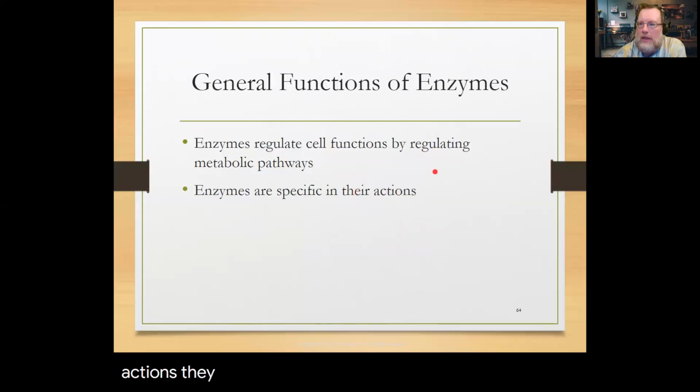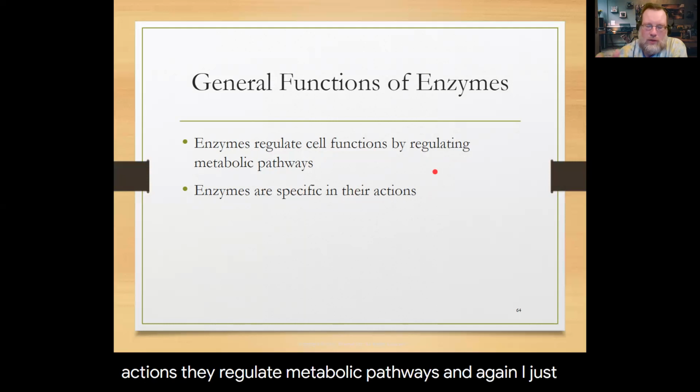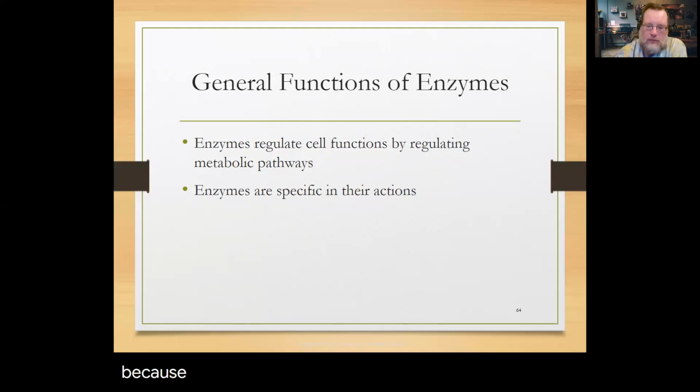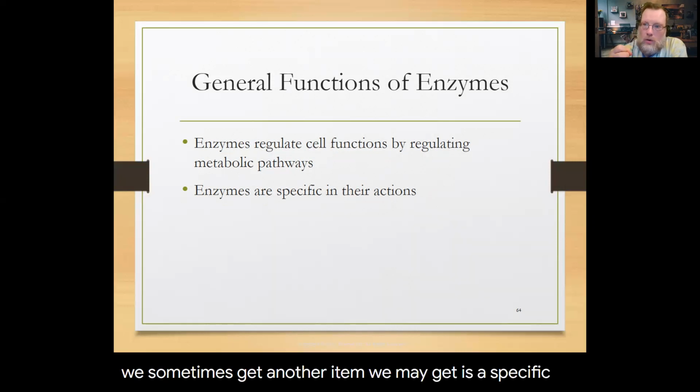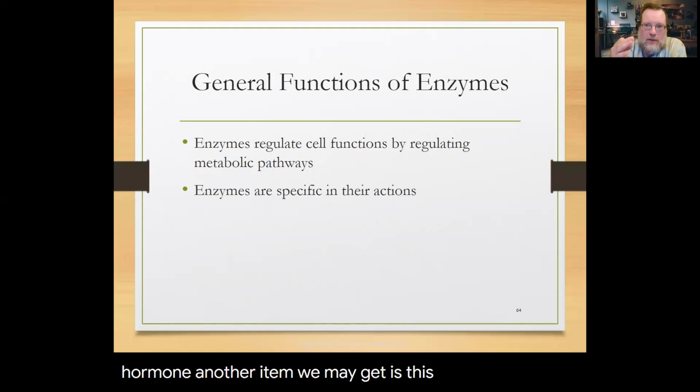They regulate metabolic pathways. And again, I just really wanted to throw these in as a side note because all of you have heard of enzymes. Since we're talking about cellular metabolism, in order to speed up a reaction, we must have enzymes. And enzymes are produced in the cytoplasm of a cell through protein synthesis. So one of the items from protein synthesis that we sometimes get is a specific enzyme. Another item we may get is a specific hormone. Another item we may get is a specific structural protein, such as a collagen fiber, an elastic fiber, or something like that.